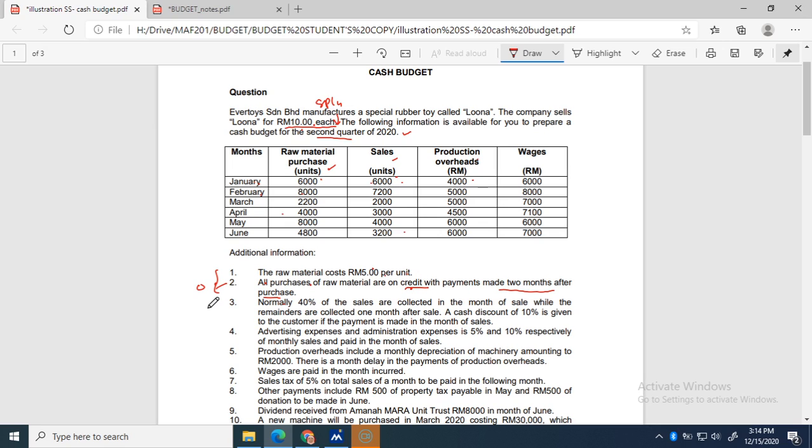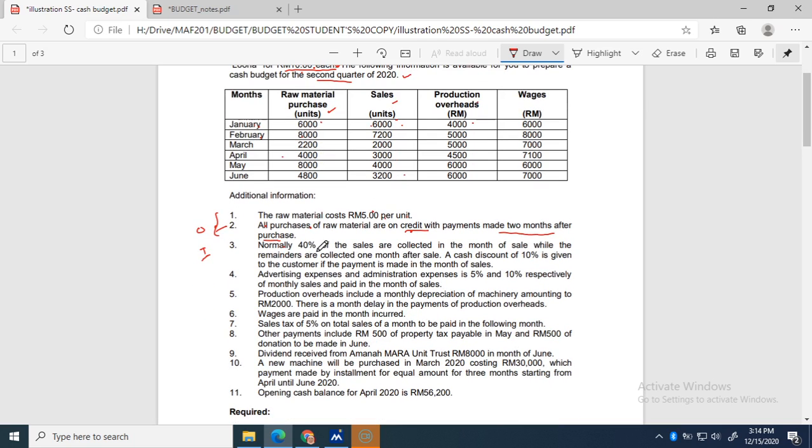Okay, now this is cash inflow. When you sell, you will get the cash inflow. So the inflow here is when you collect the money. When you collect the money, 40% of the sales in the month of sales, while the remainder means the other 60% you will collect 1 month after sales. A cash discount of 10% is given to the customer if the payment is made in the month of sales. So that means that 40% that you collect in the month of sales will get a discount. That means discount allowed 10%. So you only receive 90% of the sales collection in the same month. So that one will be cash inflow.